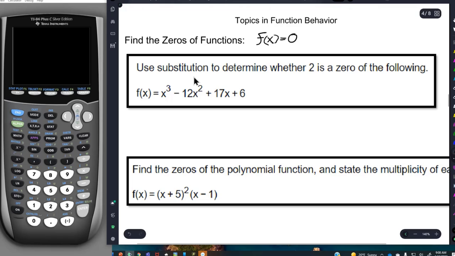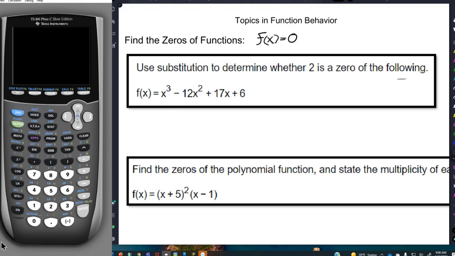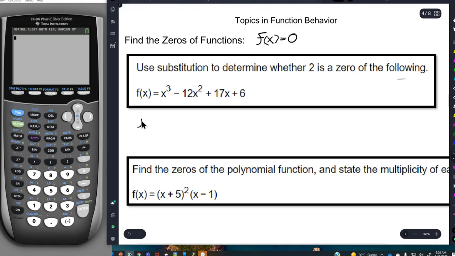So we're going to use substitution to determine whether 2 is a zero of the following. And here's the following right here: f of x equals x to the third minus 12x squared plus 17x plus 6. Will x equals 2 make this equal zero? I don't know. We're going to use our trusty calculator and trusty pencils or pens and figure this out.